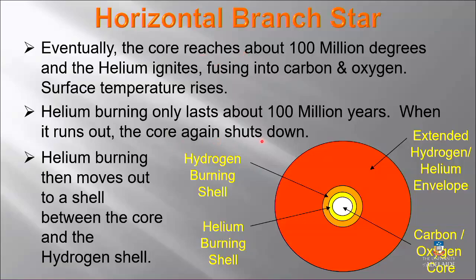So we end up with a situation like this, where we have an inert carbon-oxygen core with a helium burning shell around it, and above that, a hydrogen burning shell, and above that, the extended hydrogen-helium envelope. At this point, it becomes what's called a horizontal branch star. On the HR diagram, there's a region in the upper right, which is a horizontal branch of these evolved stars, at this point in their lives.